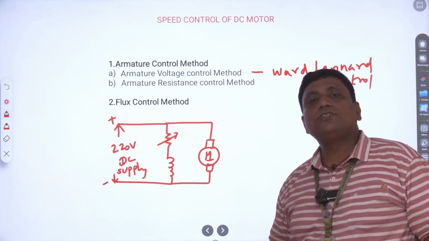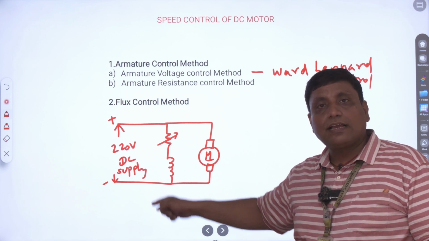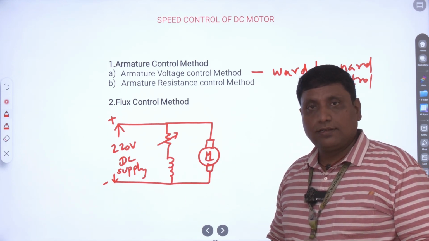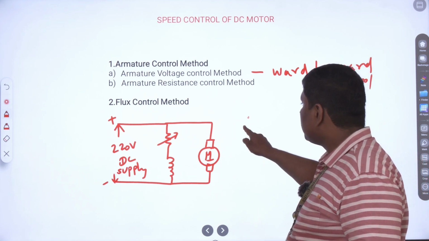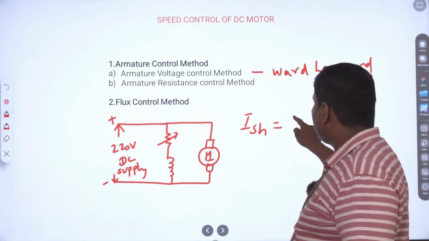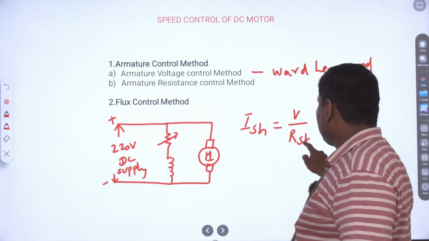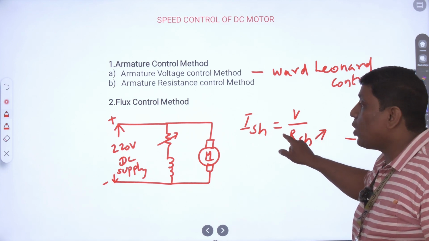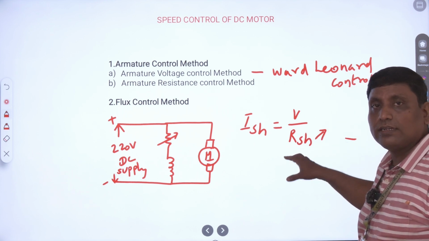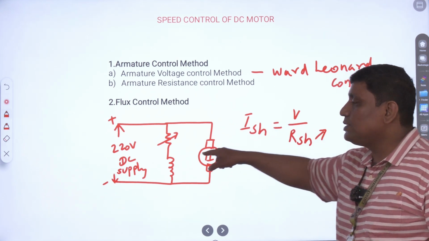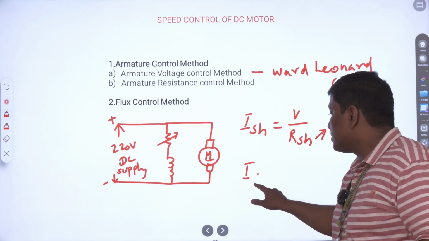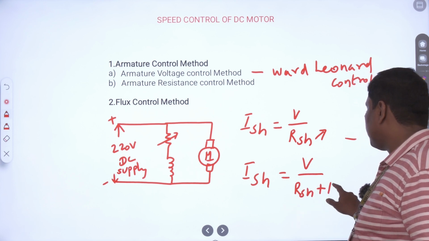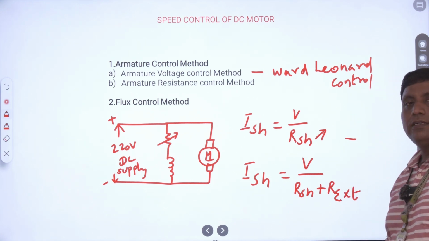But in flux control method, the external resistance is connected in series with the field winding. So here it controls the current through the field coil. Clear? And in a DC shunt motor, the ISH is nothing but V divided by RSH. Initially, without external resistance, the RSH value is fixed. Now I am adding the external resistance in series with the field winding, right? So that the ISH is nothing but V divided by RSH plus R external. Clear? Now you know the difference, right?